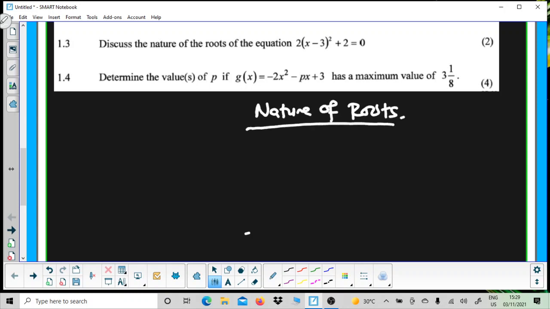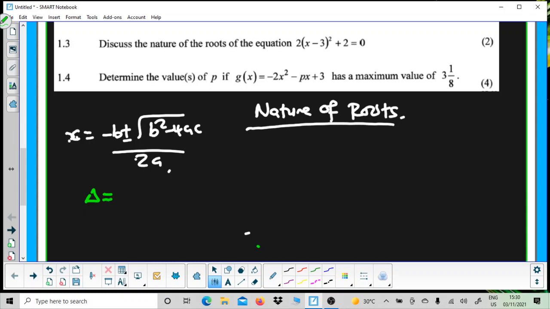So with nature of roots, remember the quadratic formula? x is equal to minus b plus or minus square root of b squared minus 4ac over 2a. Do you still remember this formula, the quadratic formula? Well, I said the nature of roots is determined by the discriminant, the part that is under that root sign. It's the one that determines if we're going to have equal roots, non-real roots, irrational roots, or whatever it is. So we call this b squared minus 4ac the discriminant.